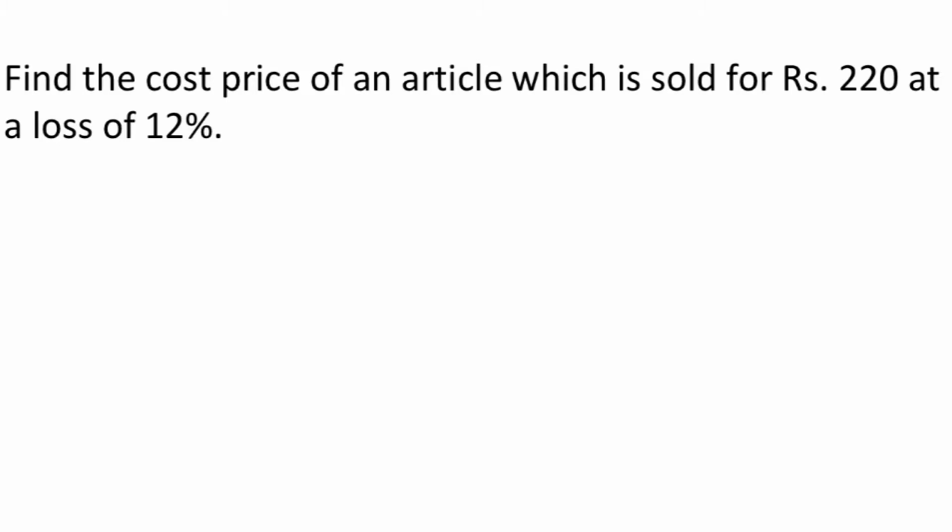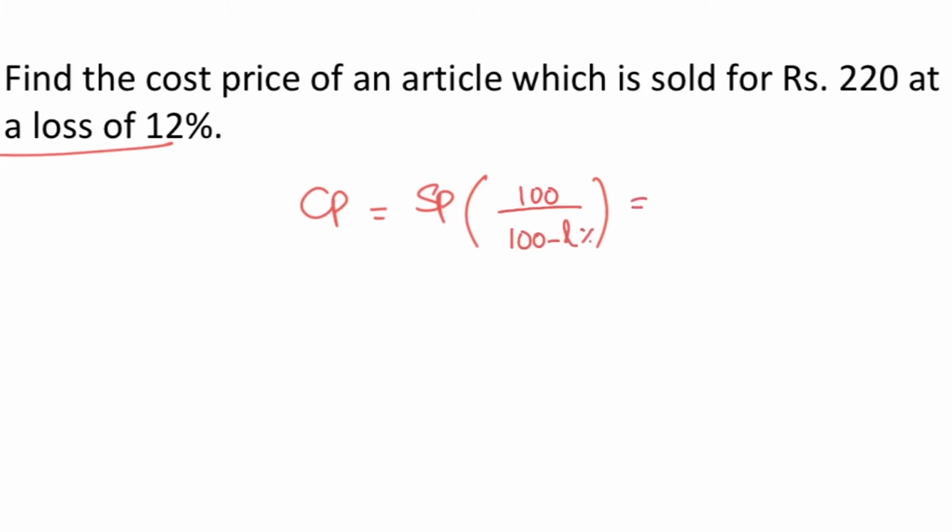Find the cost price CP of an article which is sold at 220 rupees at a loss of 12%. Relation between cost price and selling price in case of loss: cost price is equal to selling price into 100 divided by 100 minus loss percent. So cost price is equal to selling price 220 rupees into 100 divided by 100 minus loss percent, which is 12. 100 minus 12 is how much? 88.